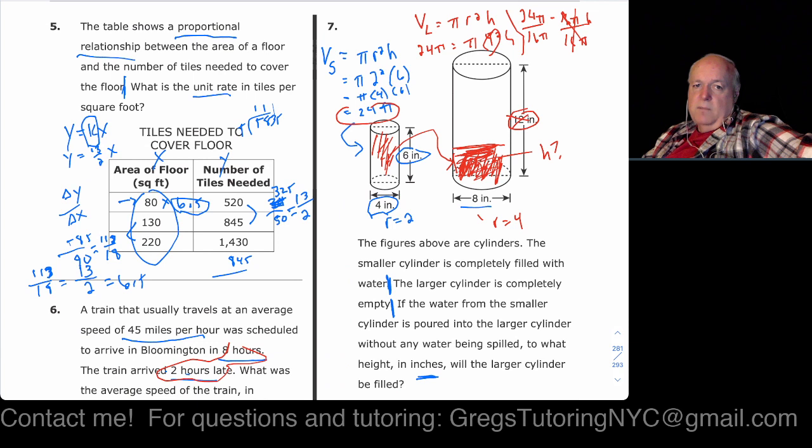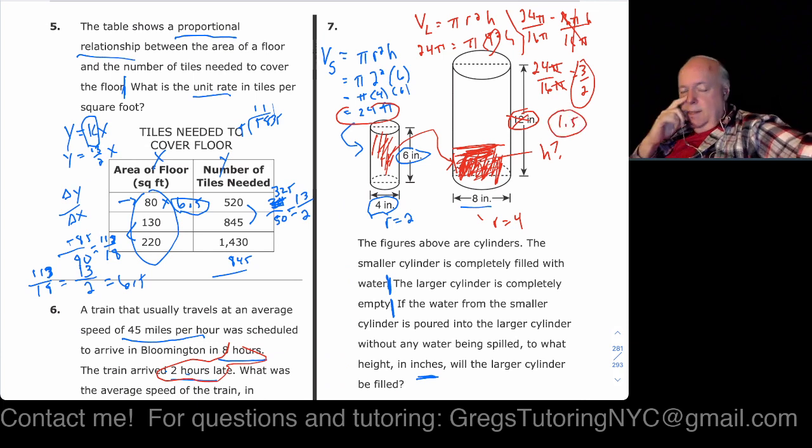24 pi over 16 pi. Okay, the pi's cancel, and I can do 8 into the top, and that's equal to 3, and 8 into the bottom, that's equal to 2. So our answer is 3/2. Or we can grid in 1.5, right? Because these are grid-ins. All right, does that make sense? Right, so we don't care about the 12 on the larger one.